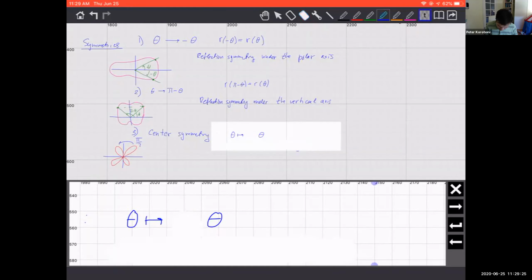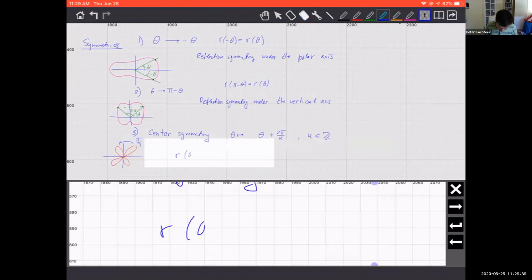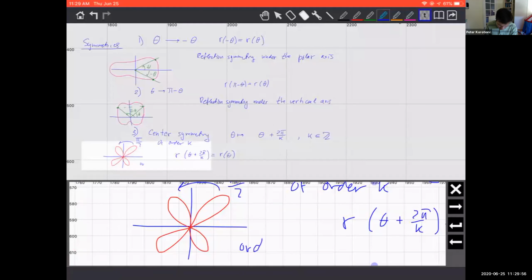If this is a symmetry, if this is plus 2 pi over k for some integer k, so in other words, r of theta plus 2 pi over k is equal to r of theta, then it's called the center symmetry. It's the center symmetry of order k. So here, this is the center symmetry of order 4. And then I showed you with order 5 and so on.